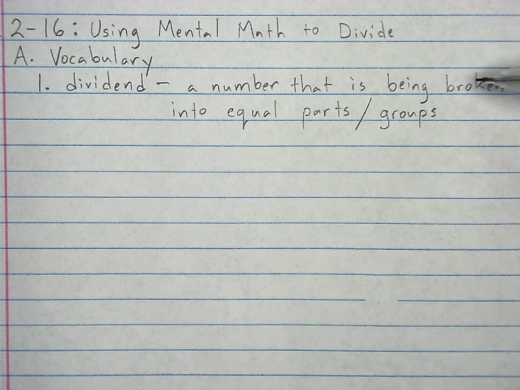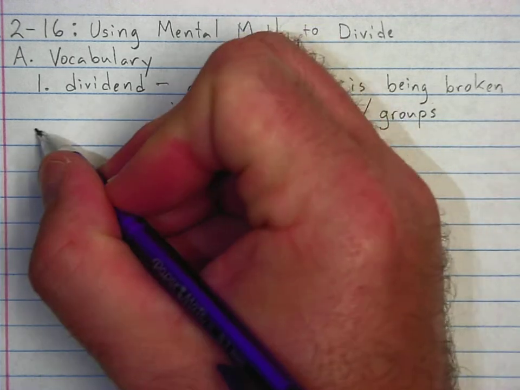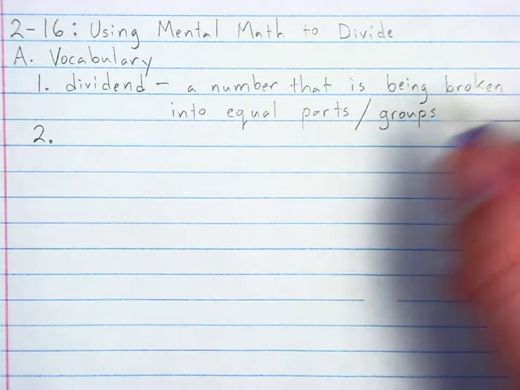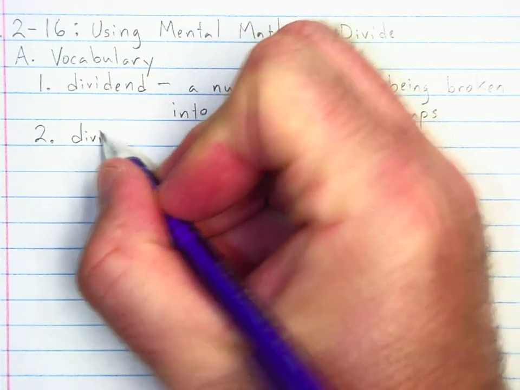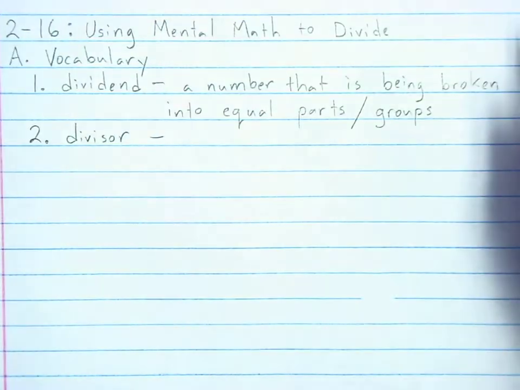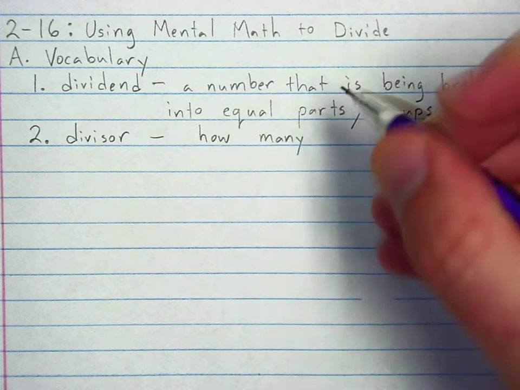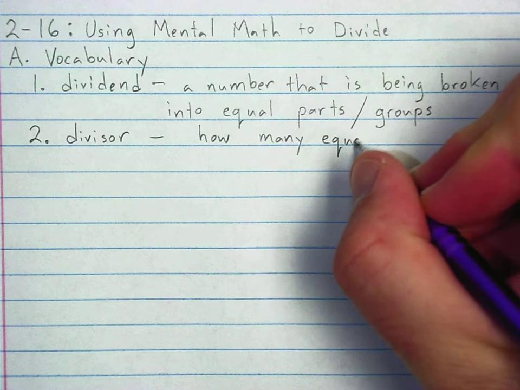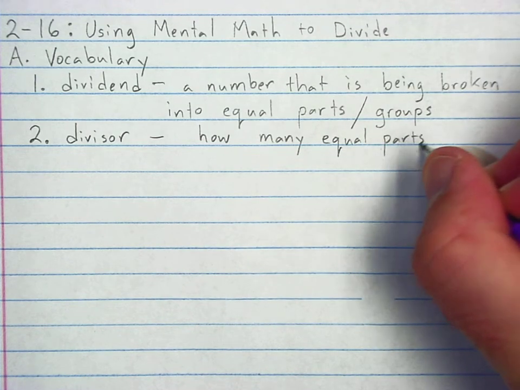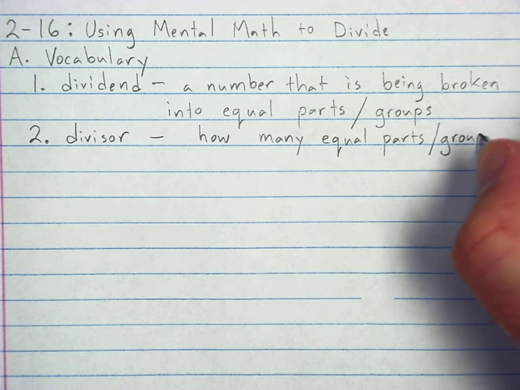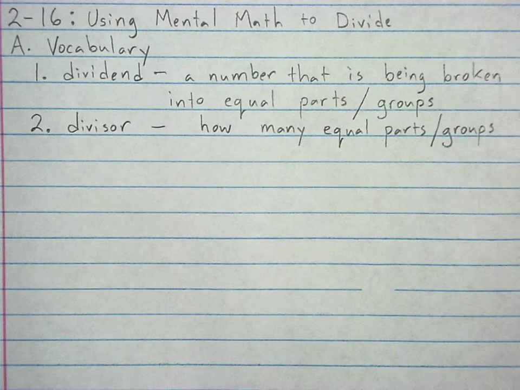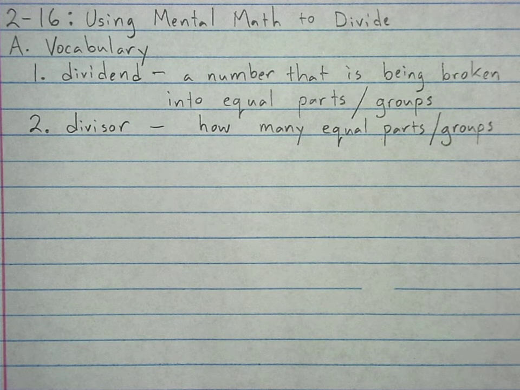All right. This is usually the number that you're starting with. It's what you're splitting up into pieces, into groups, into parts, and all those parts have to be equal. Okay. Now the number of parts, the number of groups, is the divisor. The divisor is how many equal parts or groups. It's not telling us how much is in the group. It's just telling us how many groups we're making.